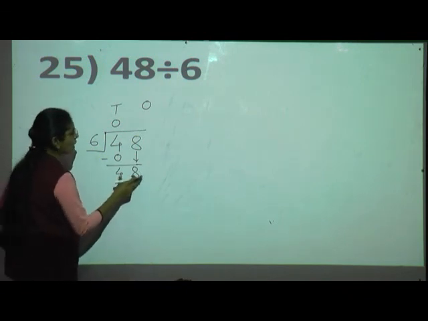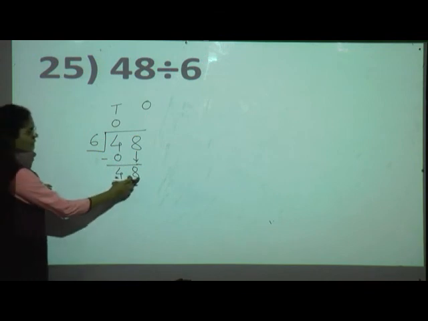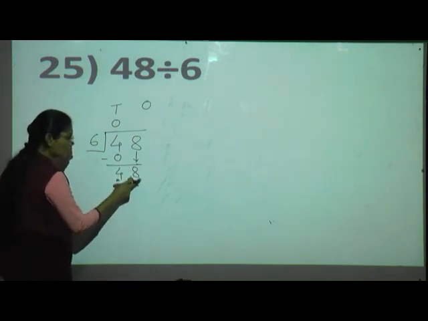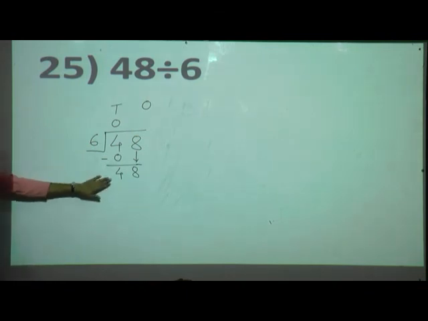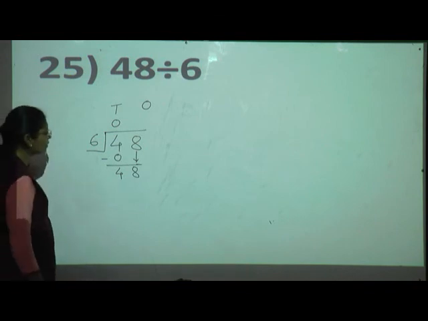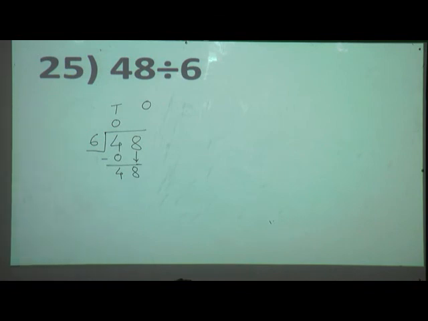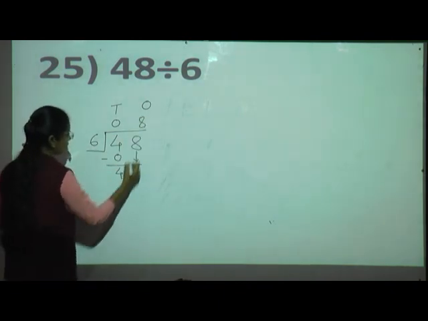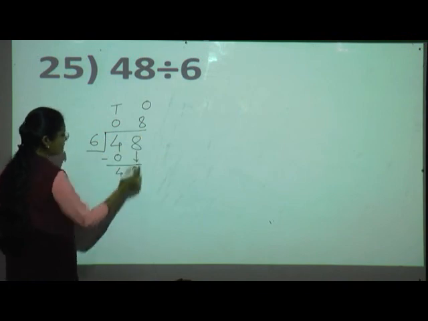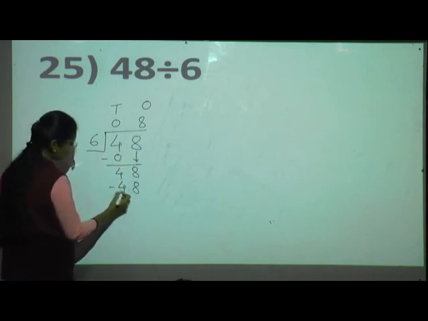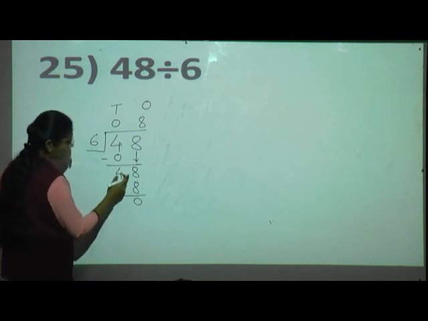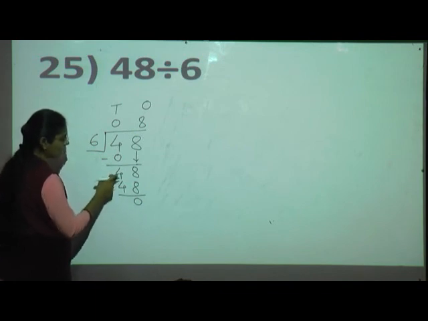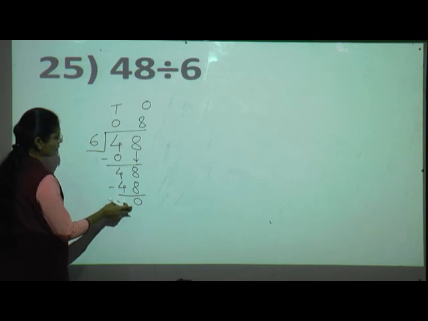Now here we have 48 ones. Now in 48 you have to see how many 6 are there. You have to say the table of 6. Yes, in 48 there are 8 6's. 6 8s are 48. So here we will write 48. Below 48 we will write once again 48 and then we will do the subtraction, that is 48 minus 48 is equal to 0.